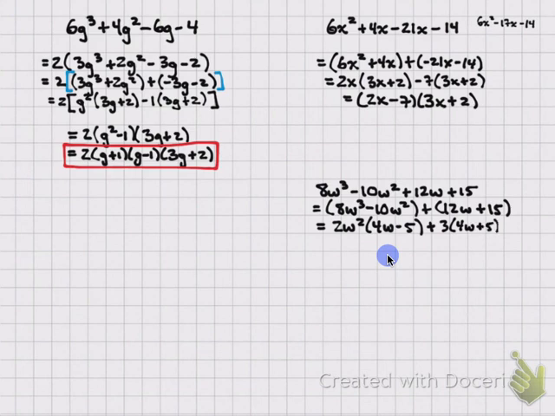Wait a second. I'm noticing that in this first part, we have 2w squared times 4w minus 5, but in the second part, we've got 3 times the quantity of 4w plus 5. Because the two polynomials in these sets of parentheses are not exactly the same, we cannot proceed. It appears that this polynomial is not factorable using this grouping strategy. Like I said before, it works some of the time, but it does not work all of the time. So in this case, we can't go any further. This guy is not factorable using the skills that we have right now.